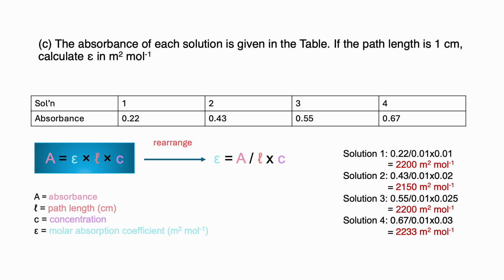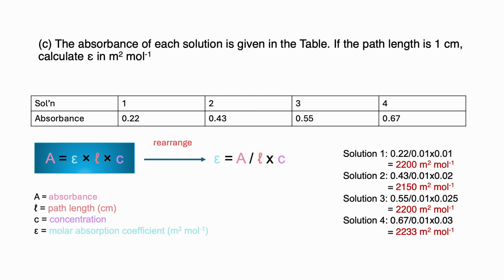So if we take a look at the different solutions, solution 1 is 0.02, which is the absorbance, over the length, which is 0.01, as we need to divide 1 centimeter by 100 to get it in meters, times 0.01, which is the concentration that we got in the previous slide. This is then repeated for solution 2, solution 3, and solution 4.